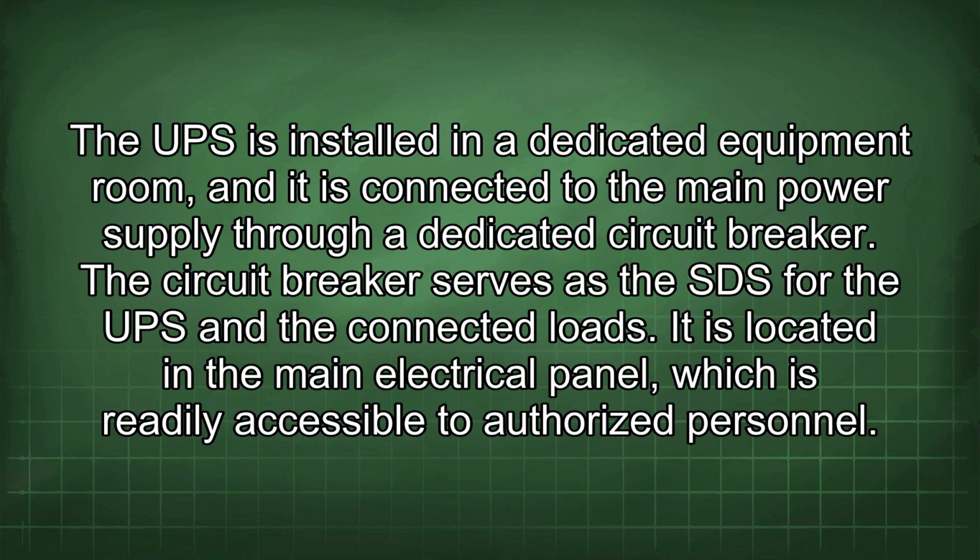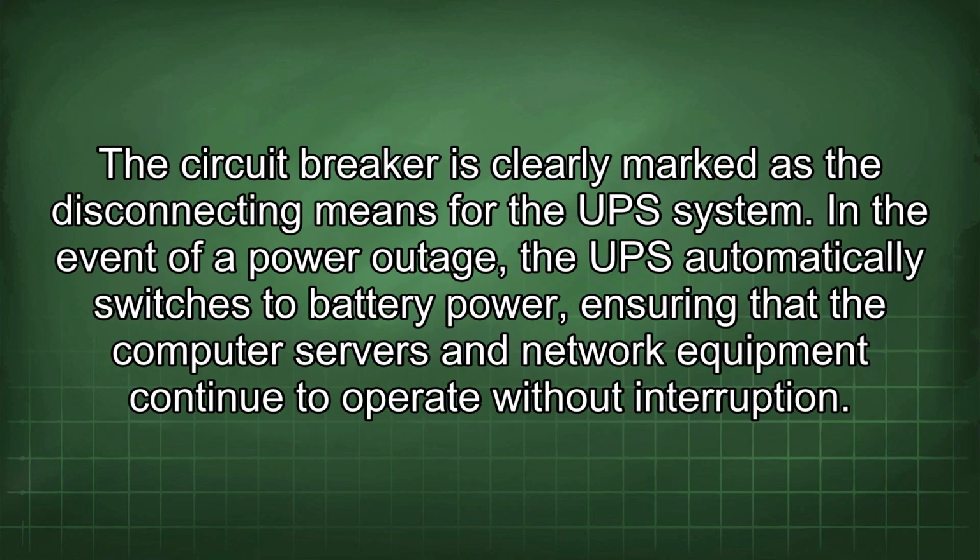The circuit breaker serves as the SDS for the UPS and the connected loads. It is located in the main electrical panel, which is readily accessible to authorized personnel. The circuit breaker is clearly marked as the disconnecting means for the UPS system. In the event of a power outage, the UPS automatically switches to battery power, ensuring that the computer servers and network equipment continue to operate without interruption.